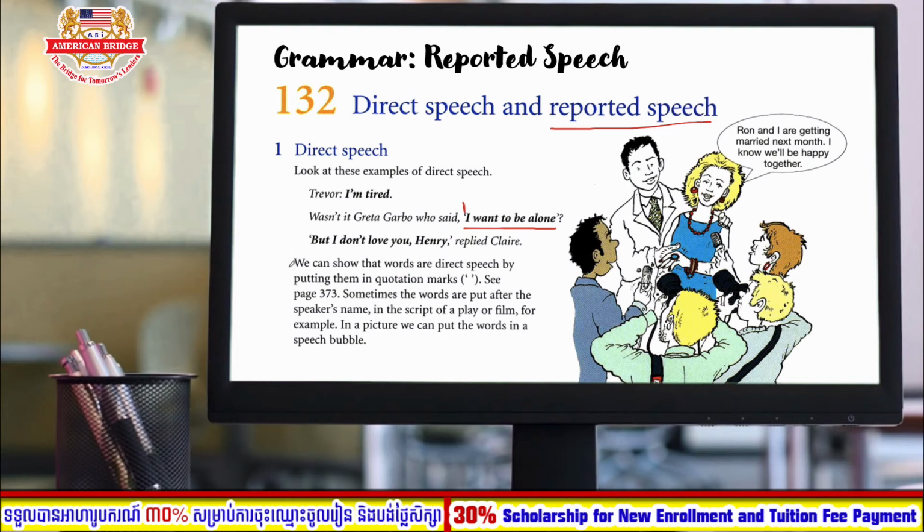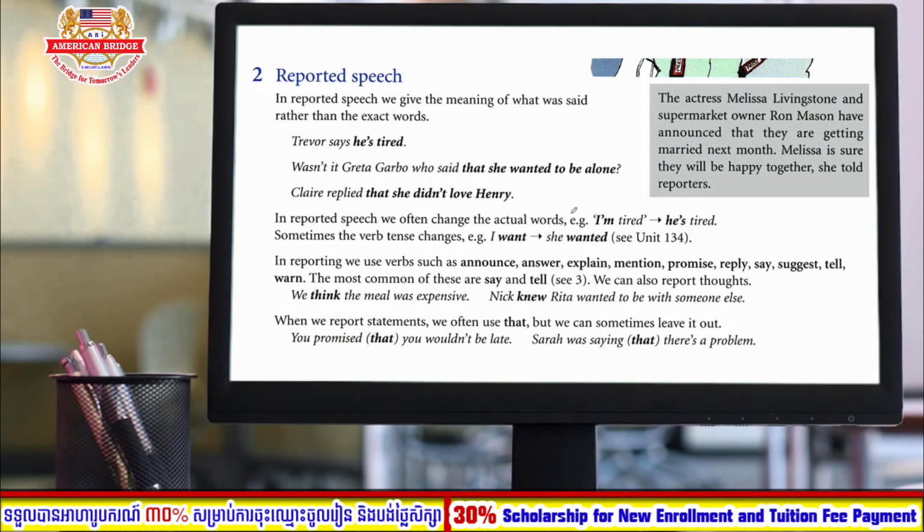So let's read some information here. We can show that word direct speech by putting them in quotation marks. Sometimes the words are put after the speaker name, in the script of a play or film, for example. In the picture, we can put the words in the speech bubble. So here in this picture, this bubble represents the direct speech, which is spoken directly by this woman. Okay, here is our focus of the lesson, which is the reported speech.